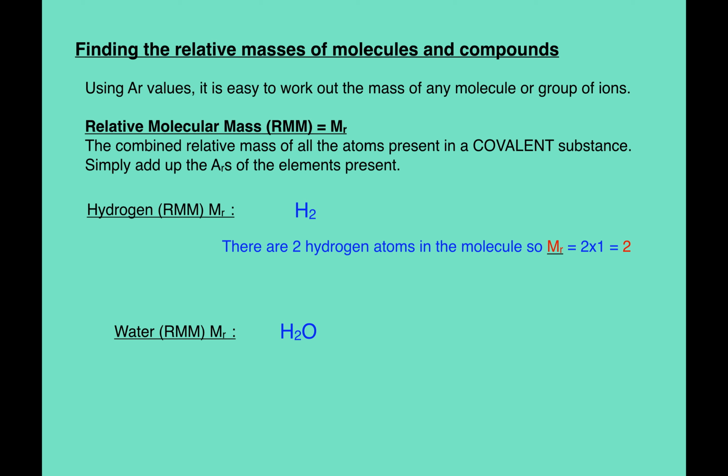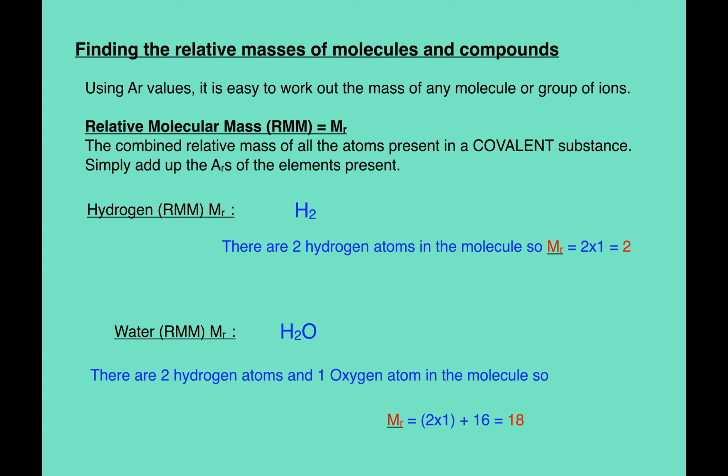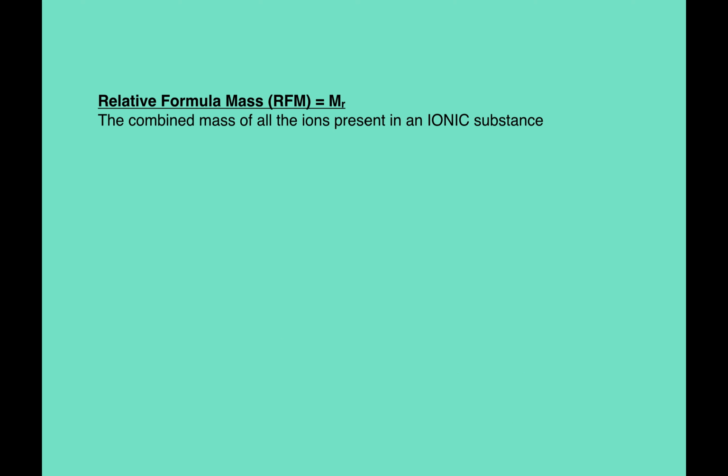Something a little bit more complex, for example, water. Water's got 2 hydrogens and 1 oxygen per molecule. So its relative molecular mass is going to be 2 hydrogens, 2 times 1, plus 1 oxygen, 16, gives me 18. So the relative molecular mass, the Mr for water, is 18. Dead easy, no? Just add up the bits that it entails.